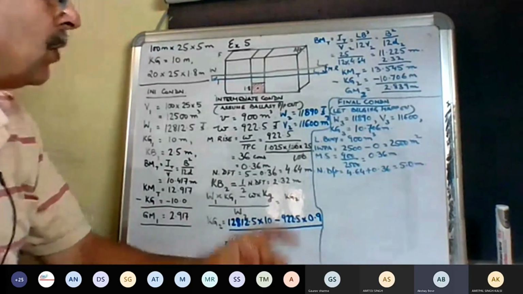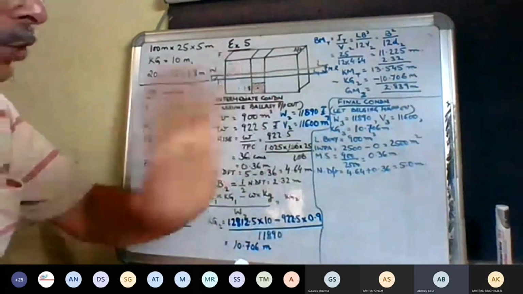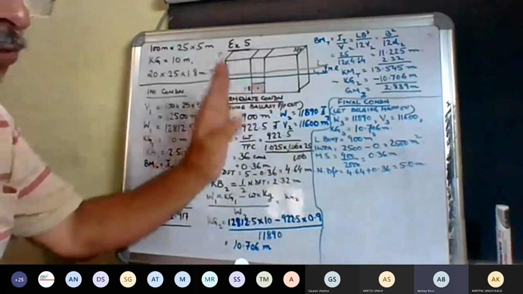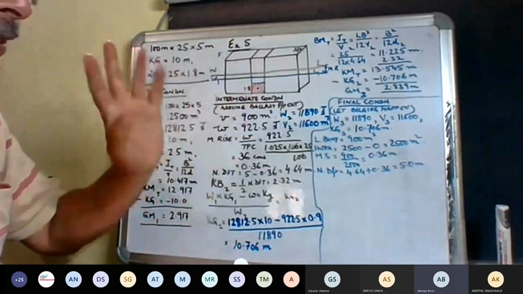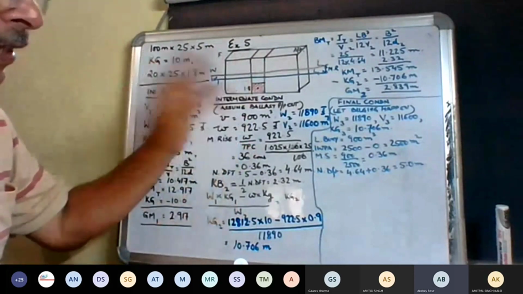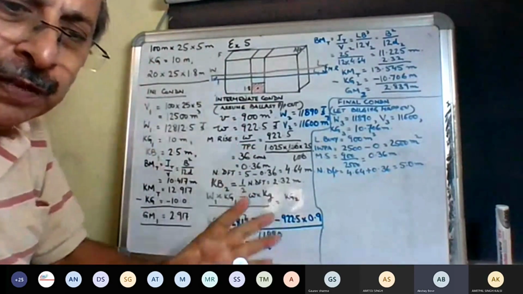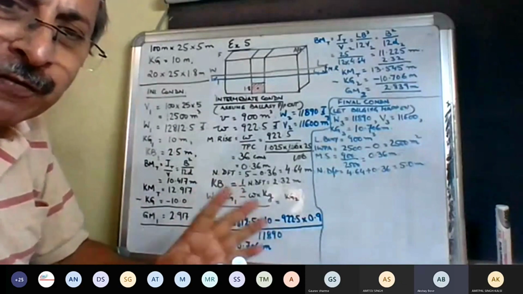So supposing I give you the same question, I don't ask you about GM. I just tell you to prove that when this tank DB is bilged, that the draft remains unchanged.